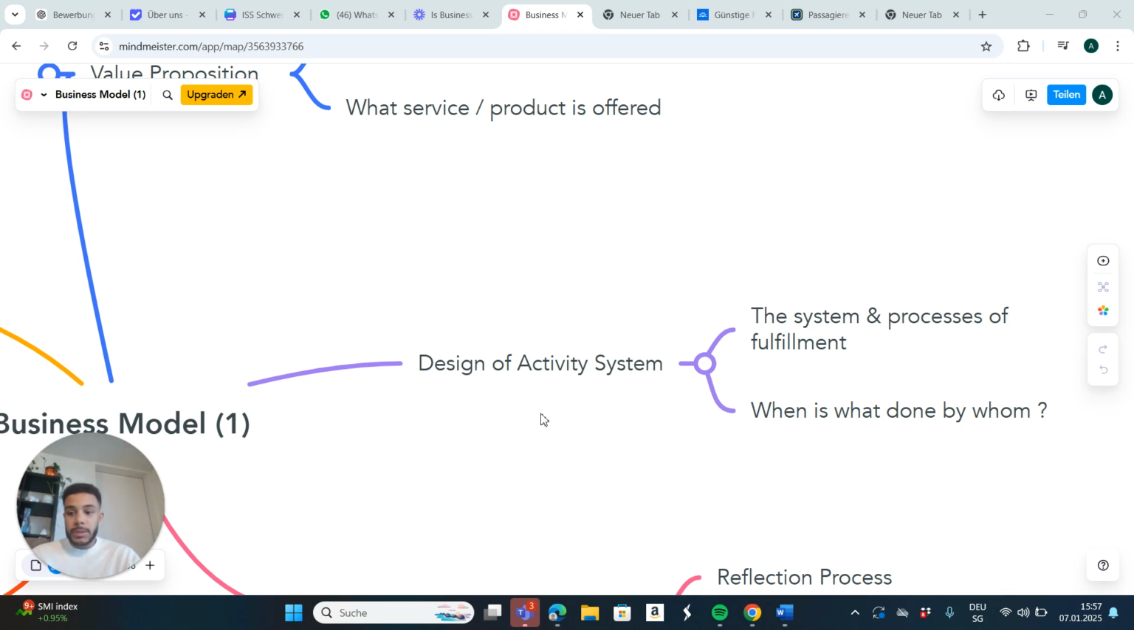But it's not about the simplicity of it, but that it's coherent. So if you go through your processes, the activity system that you designed, do you get from zero to the product delivered? And if no, then you most likely will need to think of another process here.